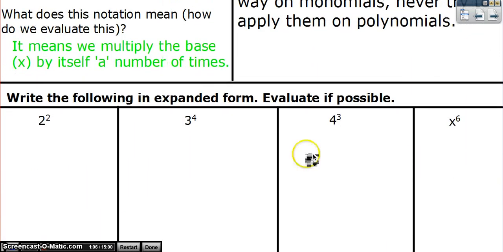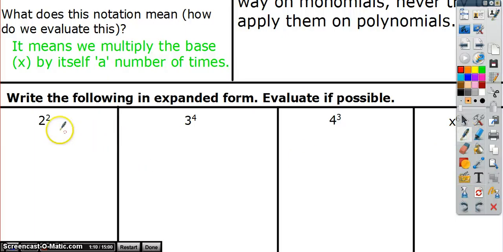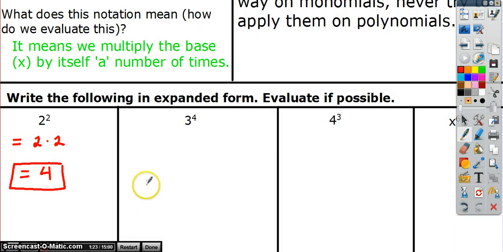So first thing I'm going to have us do is just write these out in expanded form and then evaluate if we can. So 2 squared, expanded form would be 2 times 2. And to multiply those together would be evaluating, that equals 4. It's pretty easy. If you want to pause the video here, give these next two a shot. You work in the same way.